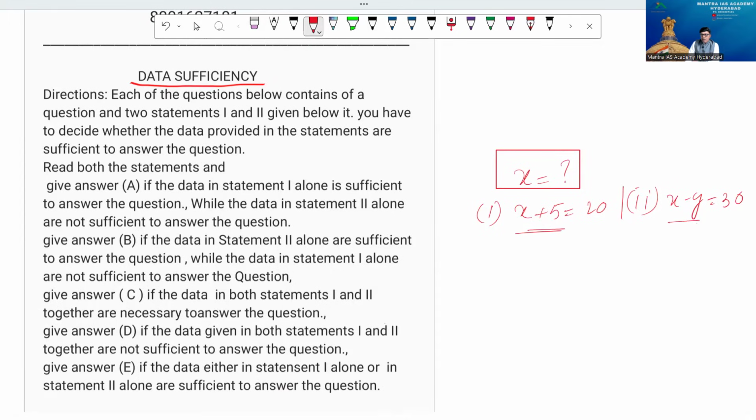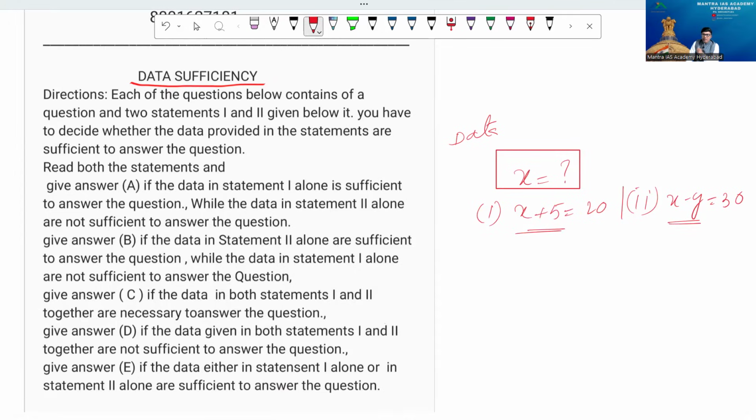Now, statements 1 and 2. x plus y is equal to 20 is called statement 1. x minus y is equal to 30 is called statement 2. The statements are called the given data. Is it sufficient to answer the question or not? That's the topic called data sufficiency. It means there is no need to solve the question, please remember. That's a major point of this topic.